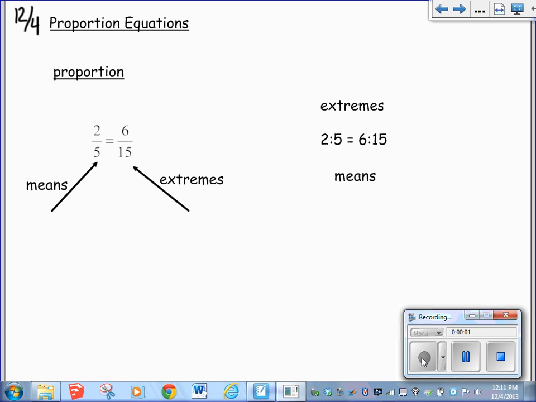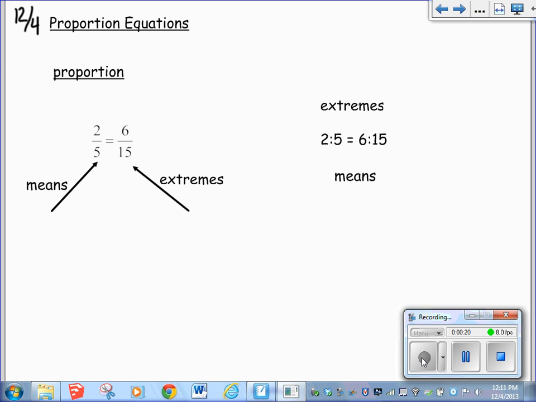Today's December 4th, and we're looking at solving proportion equations. We're going to give you a skill that will help you solve problems that look similar to this down here: 2/5 is equal to 6/15 when there's a variable in it. All right. So first of all, let's establish what a proportion is.